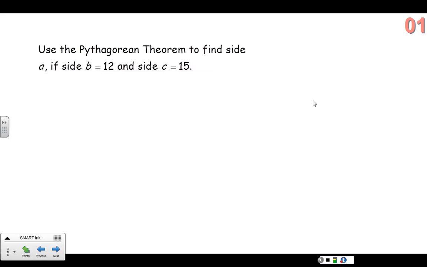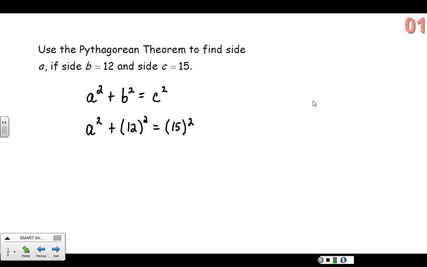Use the Pythagorean theorem to find side A if side B equals 12 and side C equals 15. In this problem, we're not given A, so that's going to be our unknown. A squared is just going to remain like it is. B was 12, so that's 12 squared. And side C was given also, it's 15, so 15 squared.